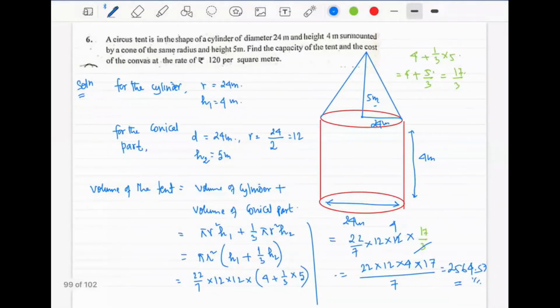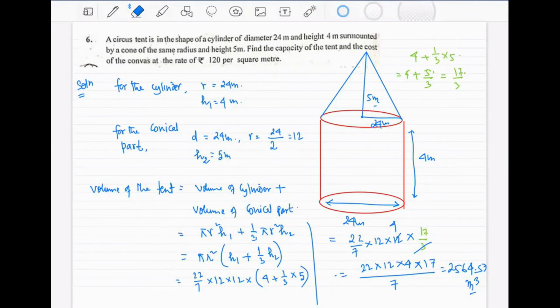We will have meter cube here. Okay, you copy up to here. We will find out the capacity portion is done, and we will come to the cost of the canvas later. Any mistake, check it out. The multiplication and division, even I make mistakes.